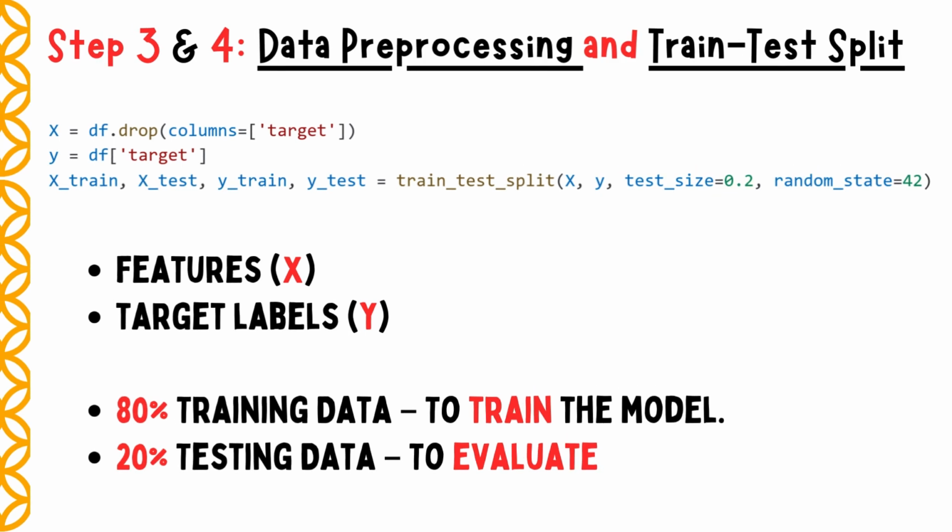Step 3. Data preprocessing. Before feeding data into our model, we need to split it into features, X, and target labels, y. Why? This step is crucial because it separates input features from the classification labels. Step 4. Train test split. Now, we divide the dataset into 80% training data to train the model, and 20% testing data to evaluate how well our model performs on unseen data. We use train_test_split to randomly split the dataset while maintaining class balance.